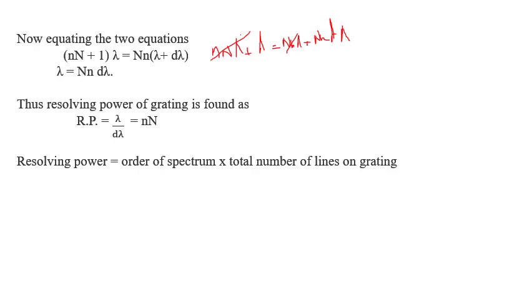As you know, according to the mathematical formula, resolving power is lambda by d lambda. So taking this d lambda to the other side, we will get nN. So this is the resolving power of the grating. The resolving power of a grating depends upon the order of the spectrum. Small n is known as the order of the spectrum, you know this very well, and capital N is known as the total number of lines on the grating. So thank you very much.